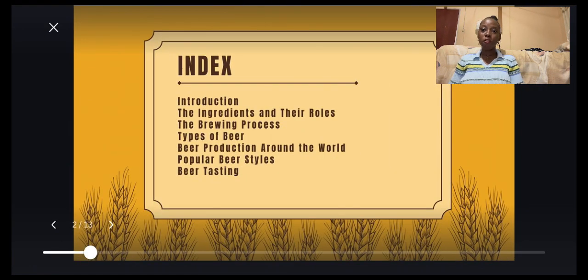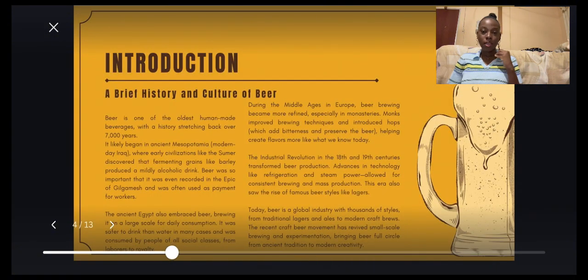So we're going to start off with my presentation named The World of Beers: History, Producing, Style and Tasting. So we're going to jump right into the introduction, guys. I just want to give you a brief history on beers. Beer is one of the oldest forms of alcohol.